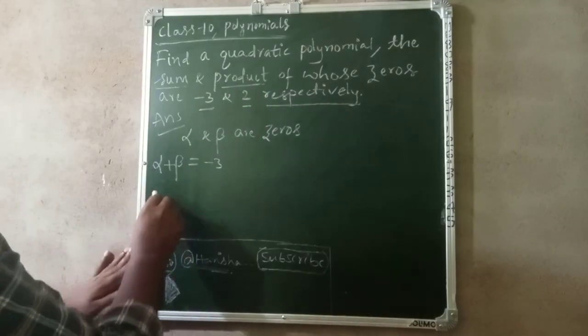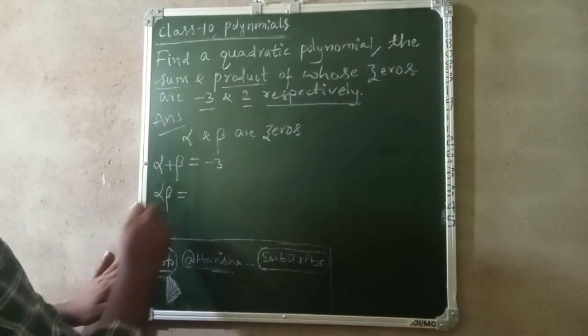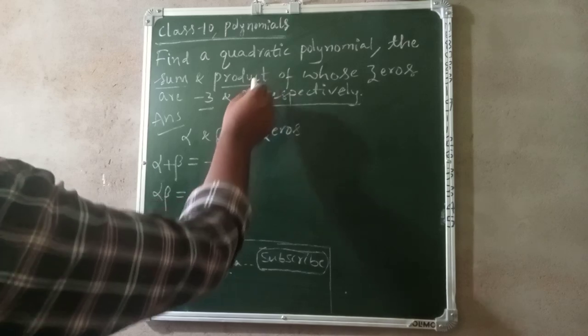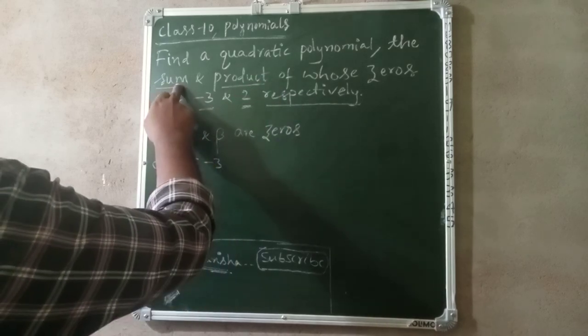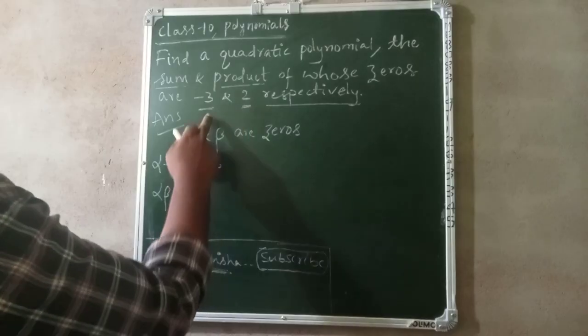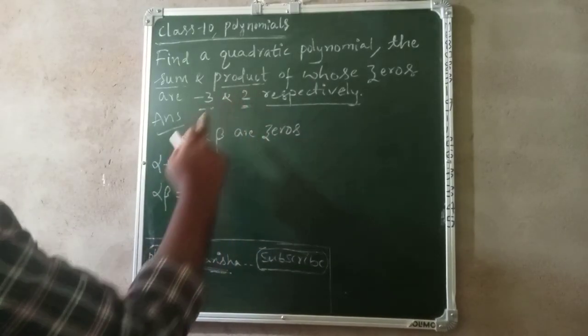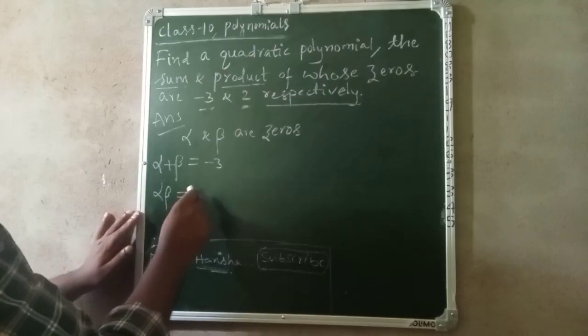Next, product of zeros means alpha into beta. What is the product of zeros? Product means 2. The first number is the sum, the second number is the product. The first number, -3, is the sum of zeros. The second number, 2, is the product of zeros. That means alpha beta is equal to 2.